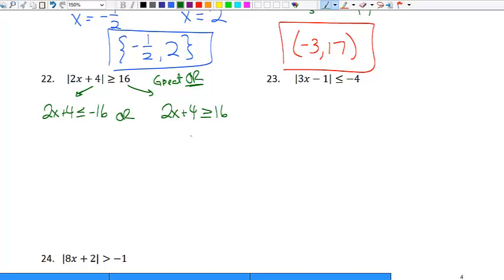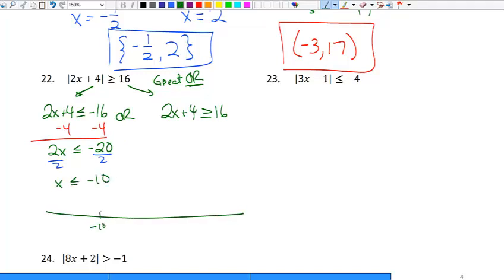So now I have two inequalities without bars. Because they're without bars, that means I can solve them. So I'm going to subtract 4 from both sides. Notice you could not have solved this when it had bars on it still. You can't pull it out of the bars until you use the rule to pull it out of the bars, and we did. So we have x is less than or equal to -10.